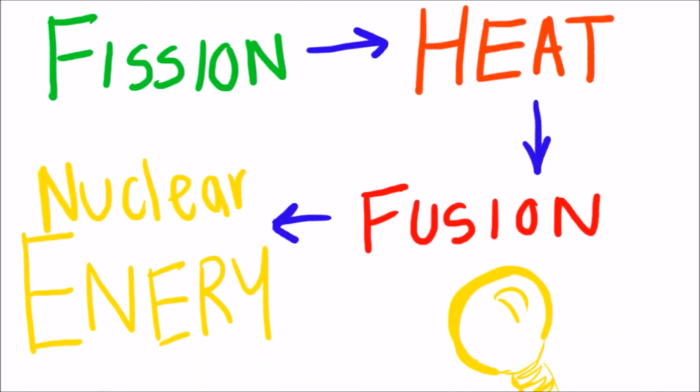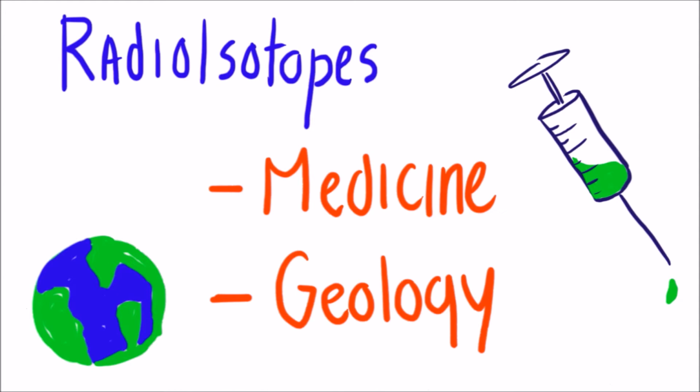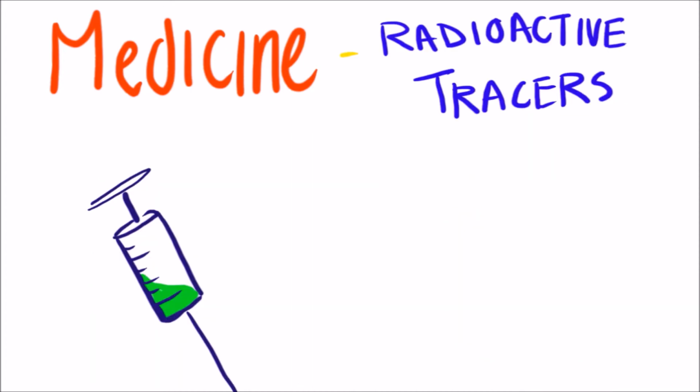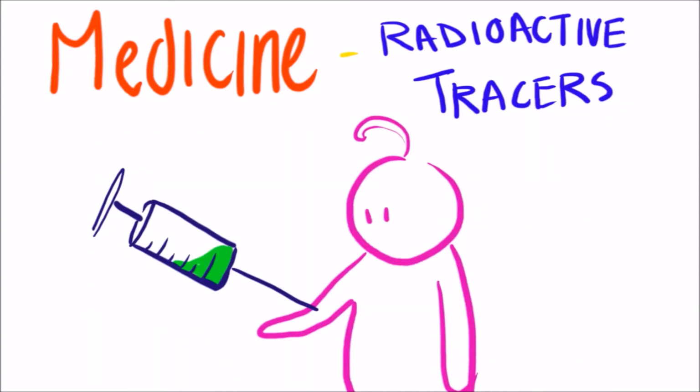Nuclear fission produces high heat, and high heat is used to produce fusion, and nuclear fusion is used to make nuclear energy. Other than using it for energy, radioisotopes are also used in medicine and geology. Radiology and nuclear imaging use radioactive materials to study organs and bones. Radioactive tracers are very small amounts of radioisotopes added to body systems in order to study the system.